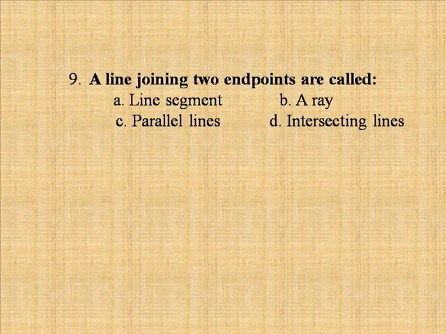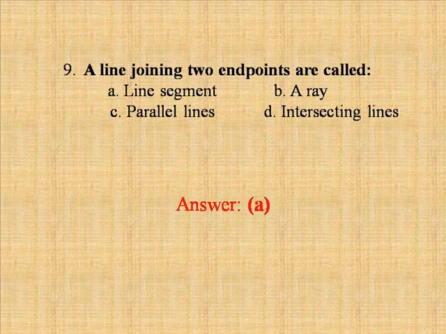Question number 9. A line joining 2 endpoints is called. You have 4 options. Let's see its answer. You can see the answer is option A, that is line segment. We know the definition of a line segment. A line segment is a part of a line joining 2 points, meaning the starting and ending points of a line is called a line segment.